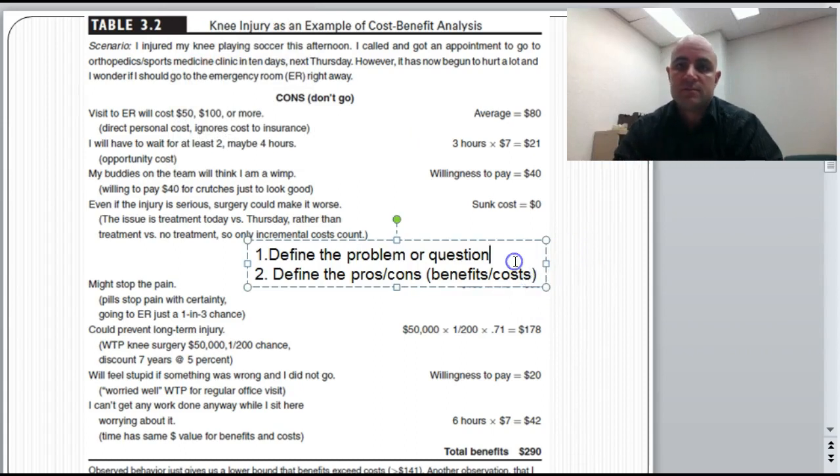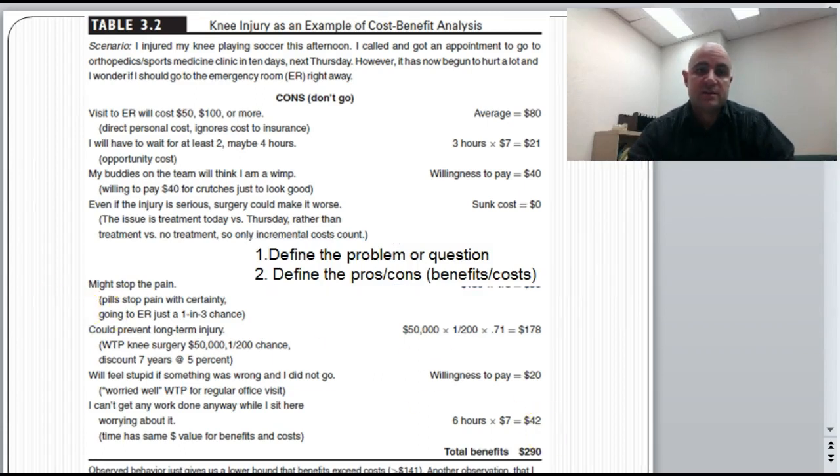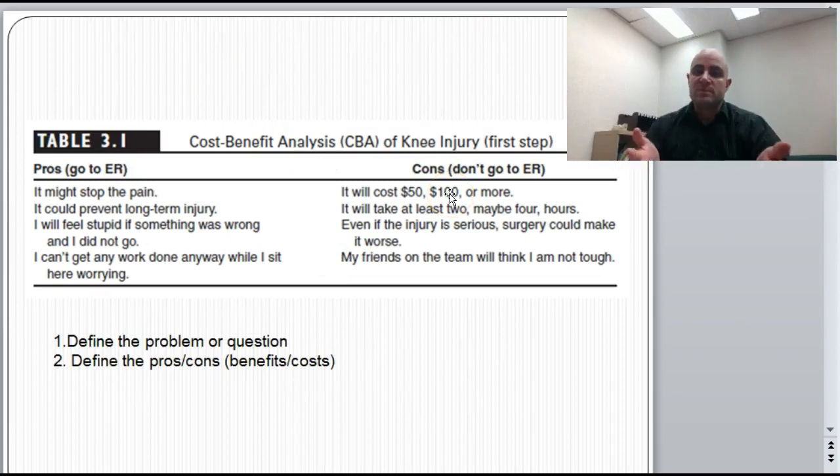So, step 1, define the problem or question. Step 2, define the pros and cons. Now, if we were just doing a cost-effective analysis, we would look at this previous list over here, and this is what most people do, and they would say, all right, well, based on these, the pros seem to outweigh the cons, so I'll go. All right. This is looking at it subjectively.